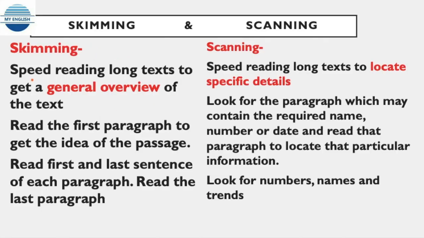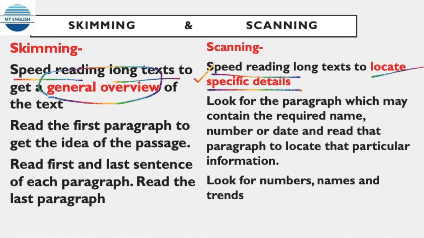Skimming basically is speed reading. Speed reading long text to get the general overview of the text. So it basically means reading quickly to find the general overview. Well, scanning is also speed reading. It is not slow reading, but it is how to find specific details. So if you're reading quickly to find specific details within the passage, you are scanning, and when you're finding the general overview, the main idea, then you're skimming. Both of them are quick readings.